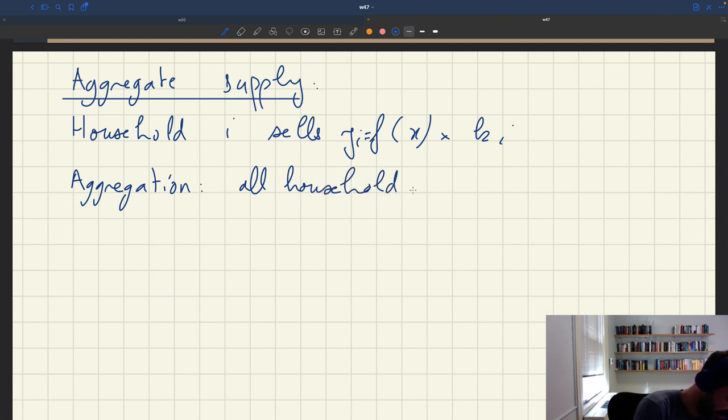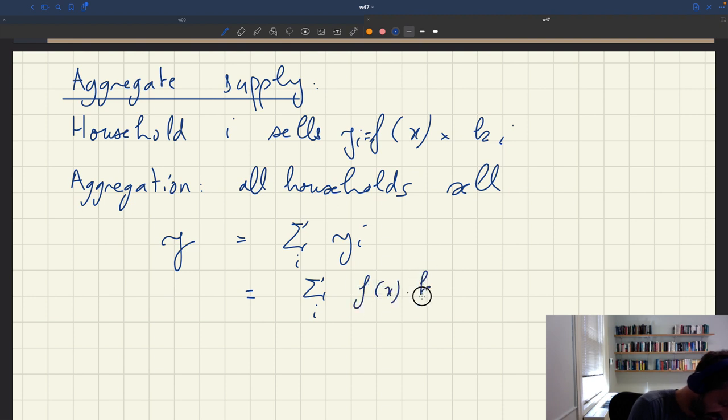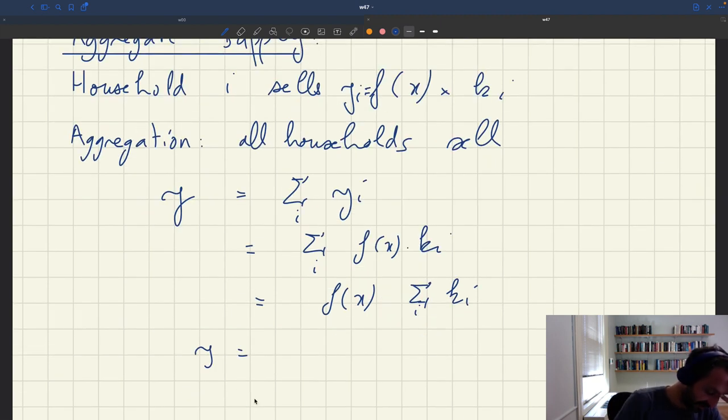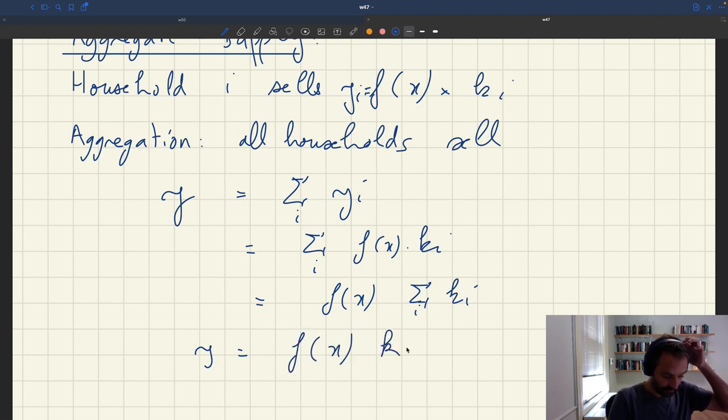once we aggregate that, we find that all households will be able to sell y, which is a total output of services. That's going to be the sum over all households of yi. That's going to be the sum over all households of f of x ki. And that's just going to be f of x, the sum over all households of the ki. But the sum of all the ki is the aggregate capacity, which we've denoted k. So y will be f of x times k.